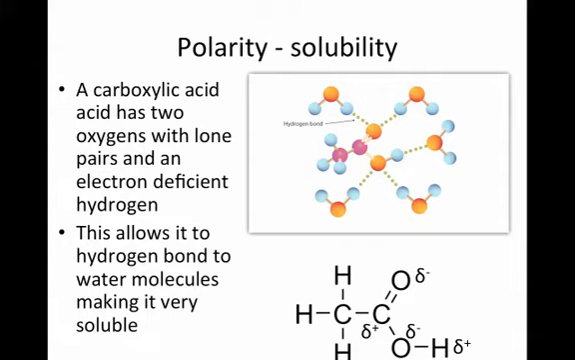The polarity of our carboxylic acids, coupled with the fact that we've got two oxygens, each with two lone pairs, mean that we can form a lot of hydrogen bonds. In addition, we've also got this electron-deficient hydrogen. So we can make a lot of hydrogen bonds with water, which adds to the incredible solubility of carboxylic acids.